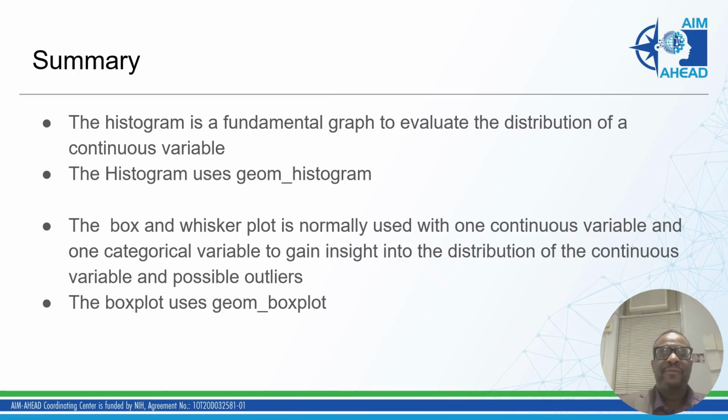So let's quickly summarize what we have learned. The histogram is an excellent choice for examining the distribution of a single continuous variable. We can produce this type of graph with ggplot by using the geom histogram statement. The box and whisker plot is to be used when we have one numerical variable and one categorical variable in order to assess the central tendency, dispersion, and outliers. In order to plot this within ggplot, we use the geom box plot.